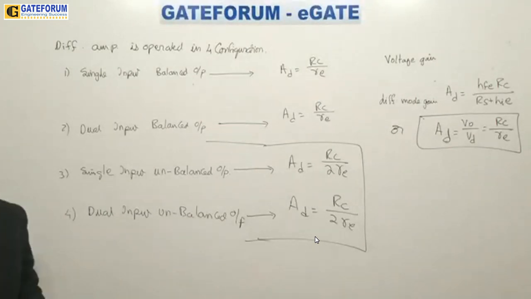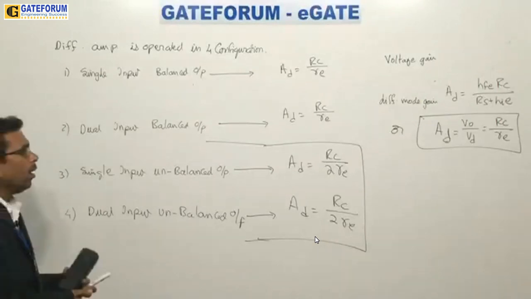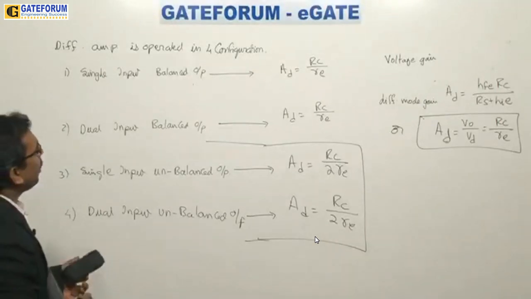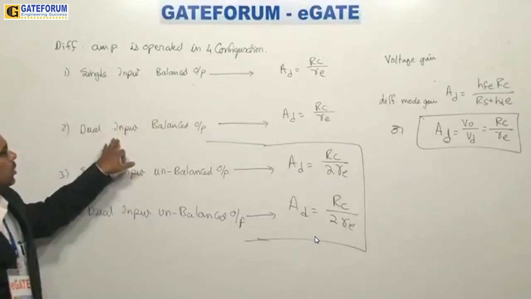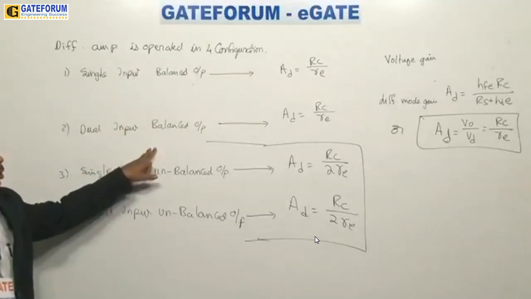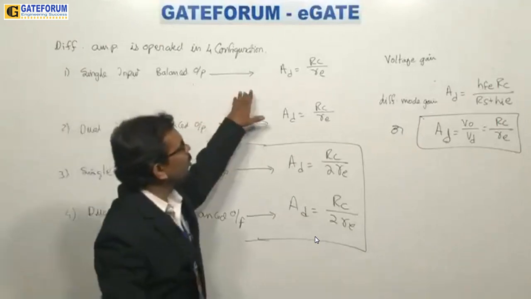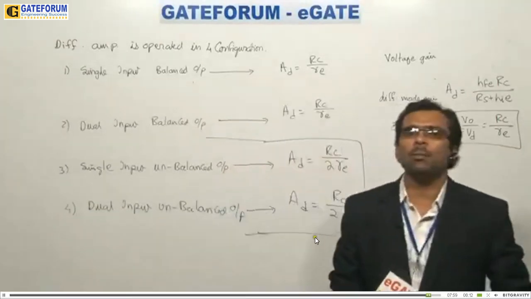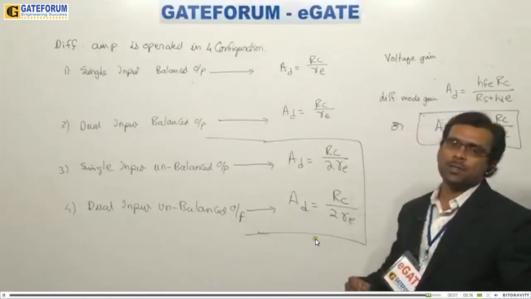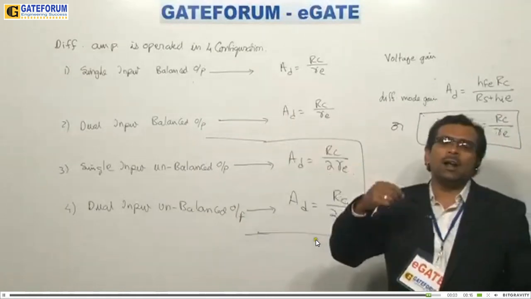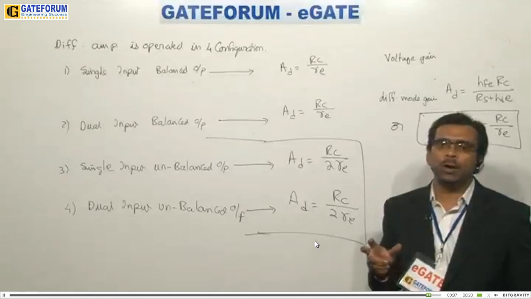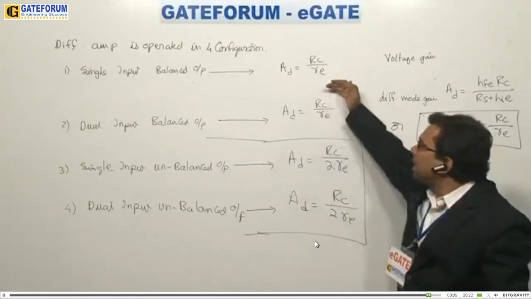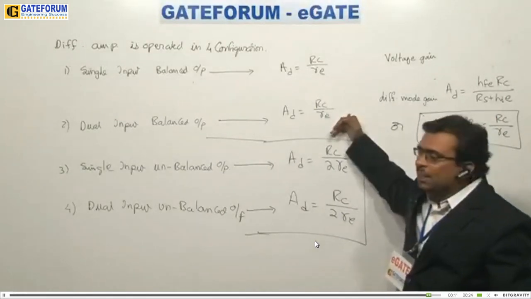For unbalanced, you are going to have the gain like this. You need to remember these points, very, very important. Single input, balanced output. Dual input, balanced output. Understand from here itself what the importance is. Whether you use the inverting or non-inverting terminal, the op amp is still going to work as an amplifier and the gain remains almost the same.